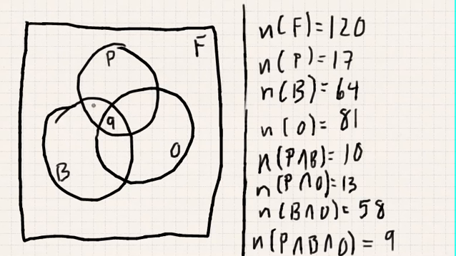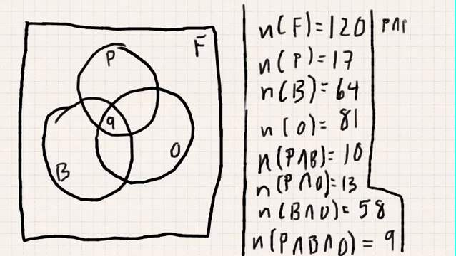Now I want to figure out how many guys are in this piece, and this piece. This piece right here represents those that are private and BCS, but not old. Well, how many are private and BCS, but not old? Private and BCS is 10. Private and BCS and old is 9. So if I subtract off the 9 that are private and BCS and old, I end up with the 1 team which is private and BCS, but not old. I believe that is Miami, the University of Miami.